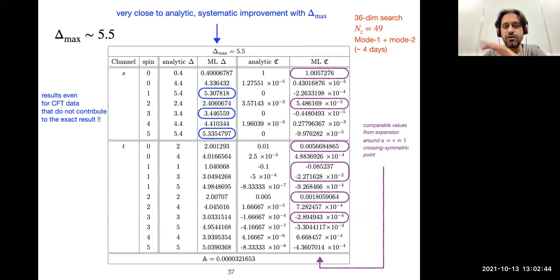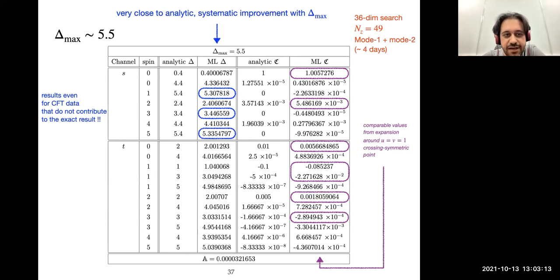Several comments here, which I think are important takeaway lessons. First of all, if you look closely, I sort of ran through them, but if you go in the paper and see how the numbers compare for each cutoff as I increase the cutoff, you will see that they systematically improve as I increase delta max, which is a good sign. It's a sign of convergence for the scaling dimensions.